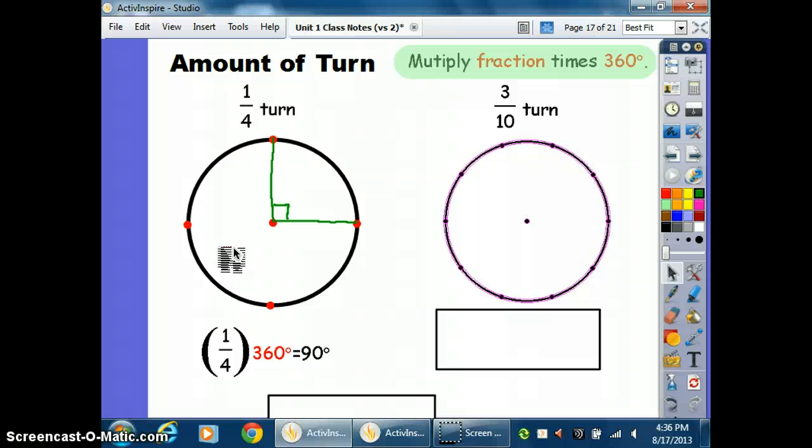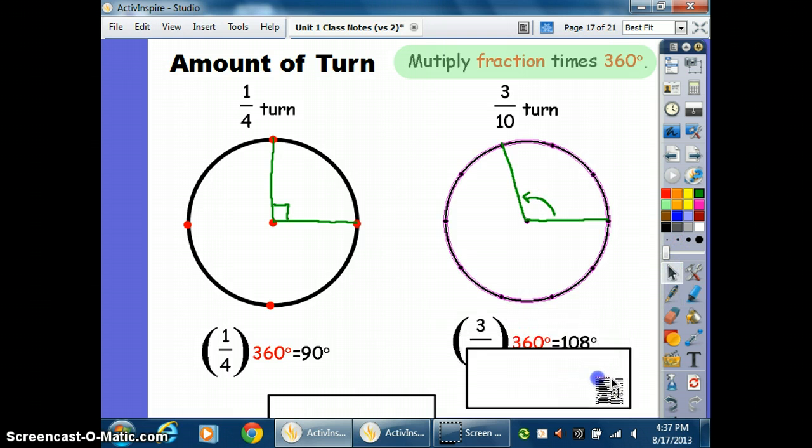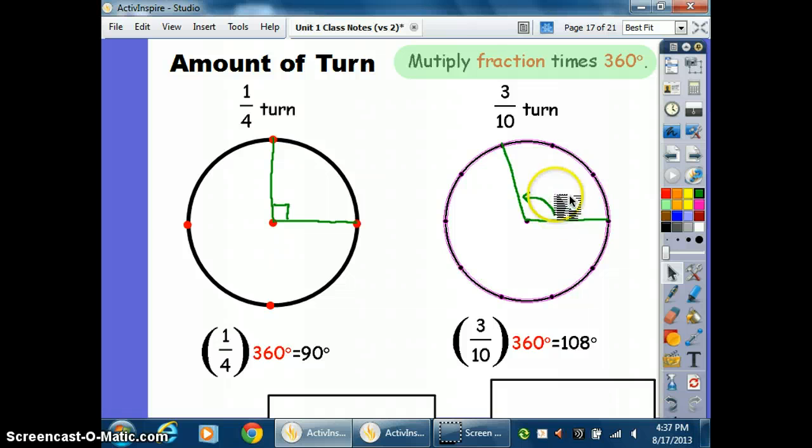Okay, the next one is 3/10 of a turn. Again, we'll have to draw a radius from the center, and again we'll go counterclockwise. We turn it 1/10, 2/10, 3/10. Okay, so I'm going to draw a little arc to show you went counterclockwise that way. Now let's change it to degrees. We'll multiply 3/10 times 360 and you get 108 degrees. That angle is 108. You can see it's larger than 90, right? We call that an obtuse angle.